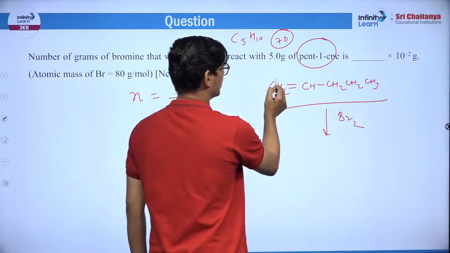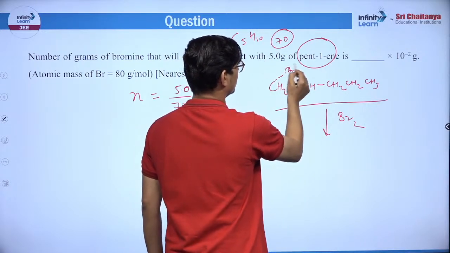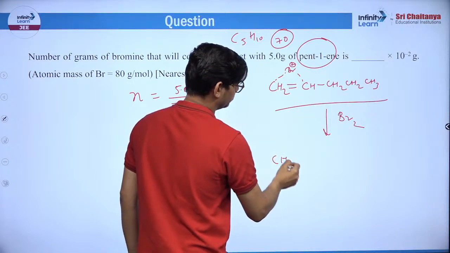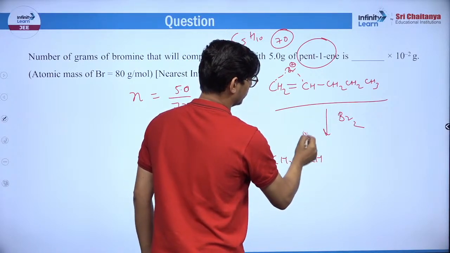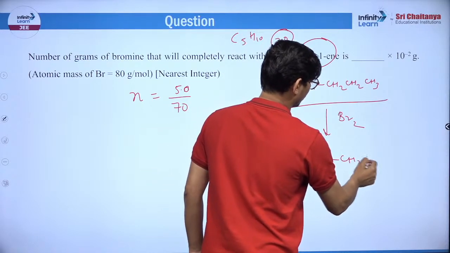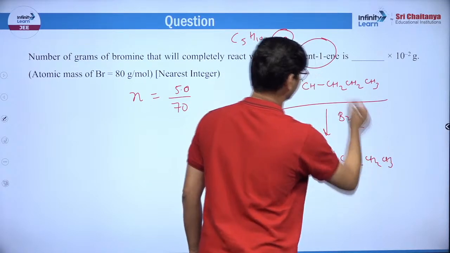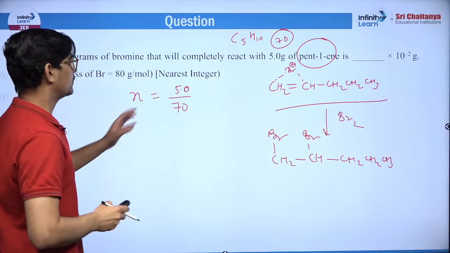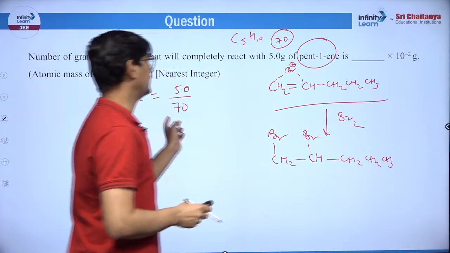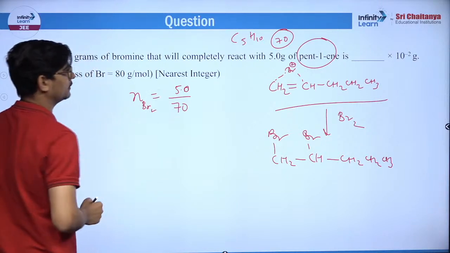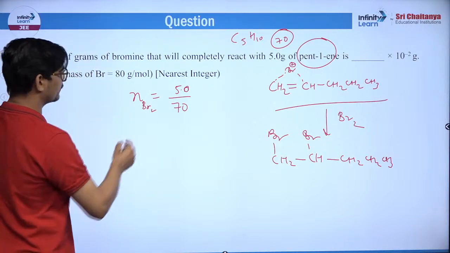Why? Because first bromine reacts like this, forming a cyclic bromonium ion, then another bromide ion attacks, and then you will get bromine here. All right, so basically they react in 1:1 molecular ratio. Assume that the reaction is 100% efficient. So the number of moles of pentene is 5 by 70. This will be the number of moles of bromine only, right? And then you can calculate the mass, the number of grams of bromine.